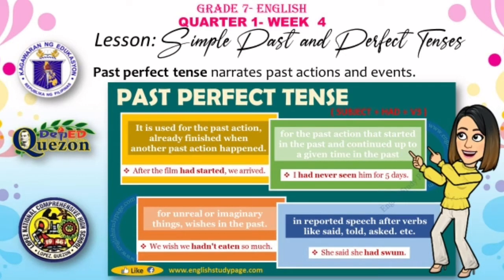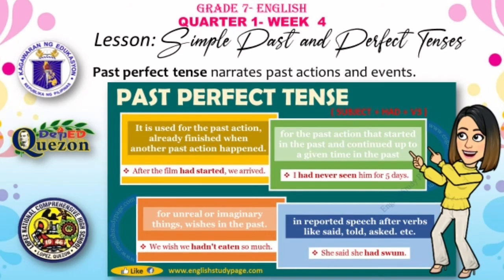Past perfect tense is used for unreal or imaginary things, wishes in the past. Example: we wish we hadn't eaten so much. Past perfect tense is used for reported speech after verbs like said, told, asked, etc. Example: She said she had swum.